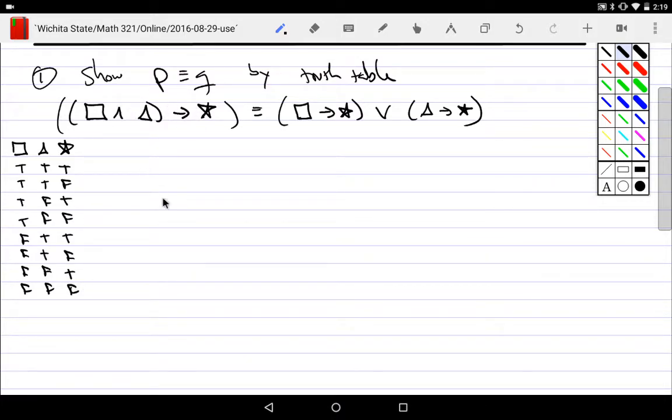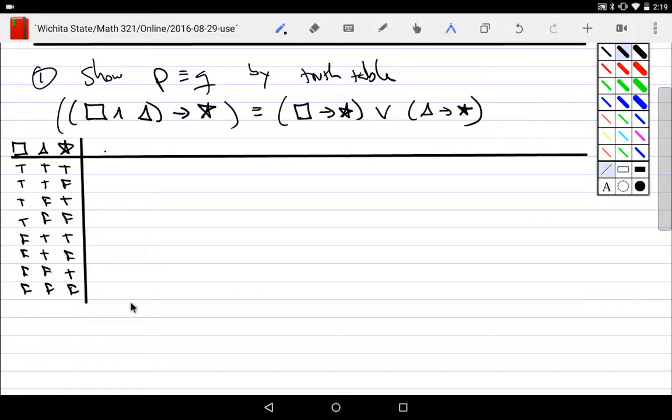Let's generate the left-hand side first. We would do it inside out. So we'd worry about what's going on inside. We would have what is square and triangle. And after that, we would take what is square and triangle and imply the star column. And that would be our left-hand side.